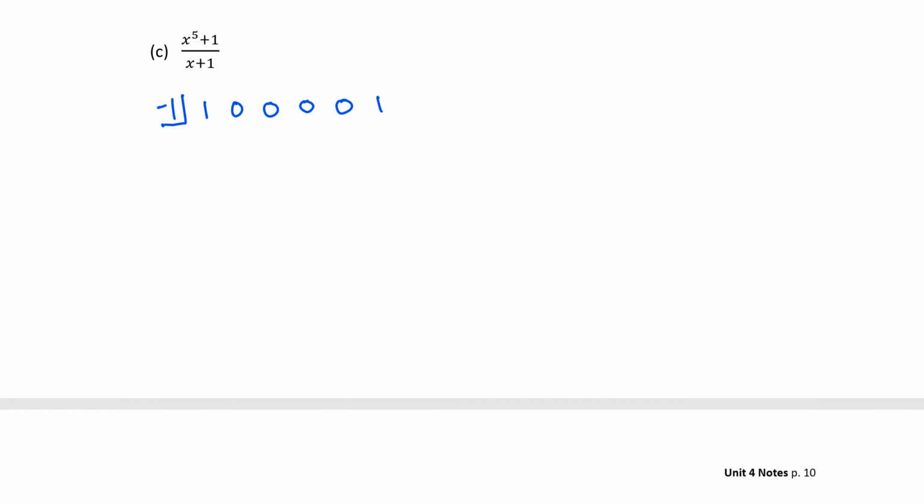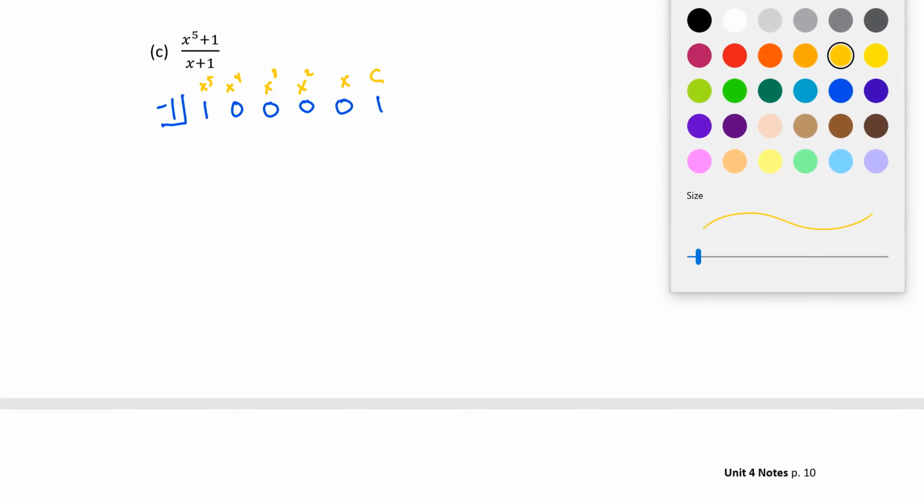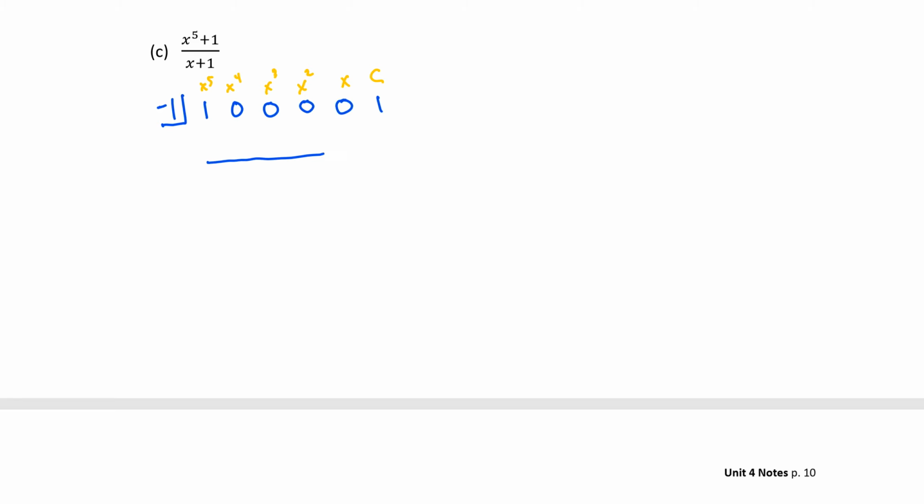Now, to keep up with all that, it is a-okay if you want to list your powers up here, and I'll put a C there for constant, to make sure you have a placeholder for everyone. Skip a line, bring down that first term, and then multiply the number on the baseline times the number in the box, and then add vertically.